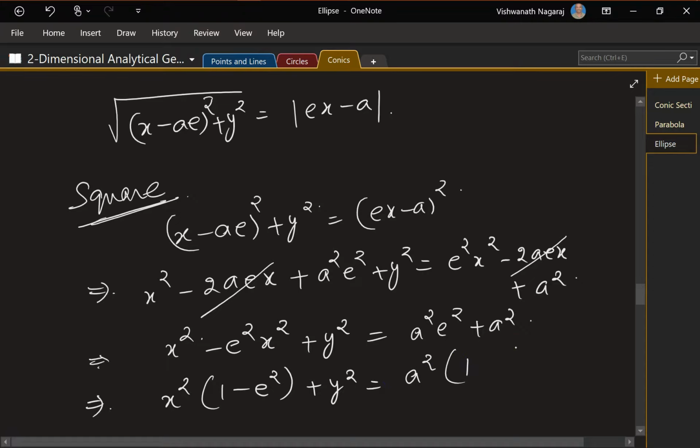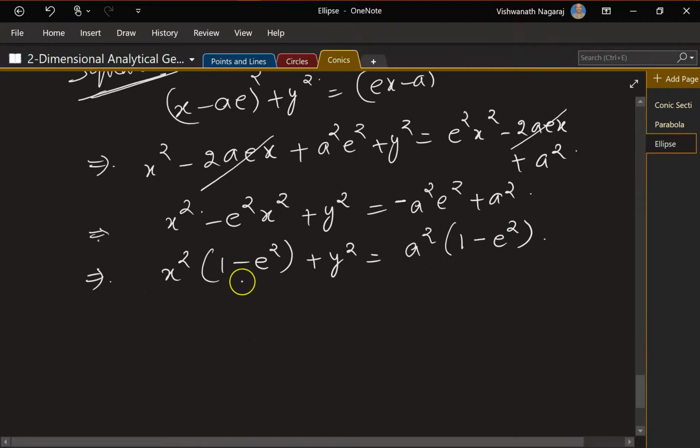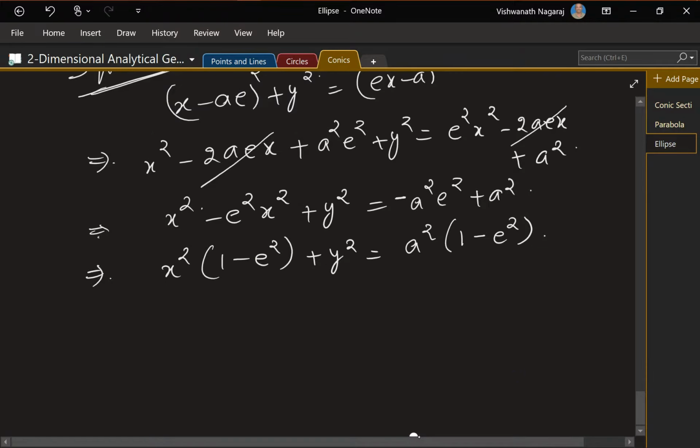This is actually minus. It will become minus when we bring it to this side. So minus 1. So let me write it as A square (1 minus E square).